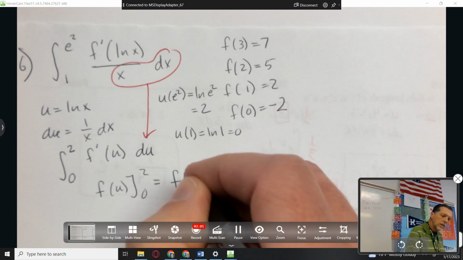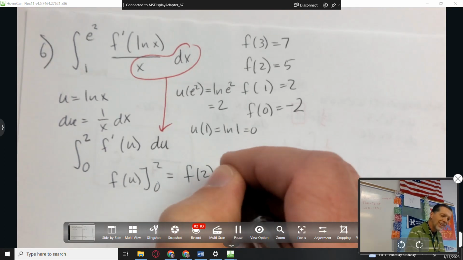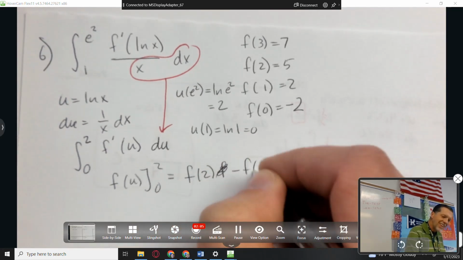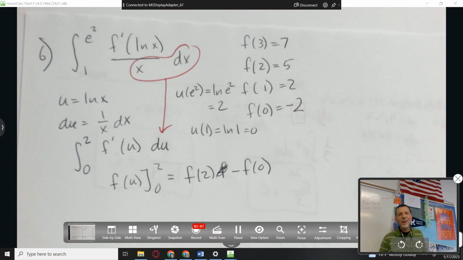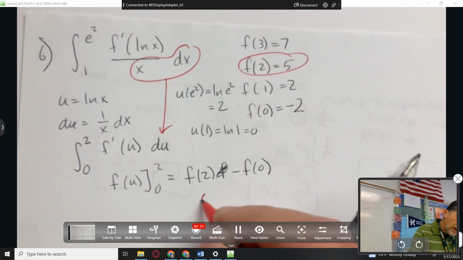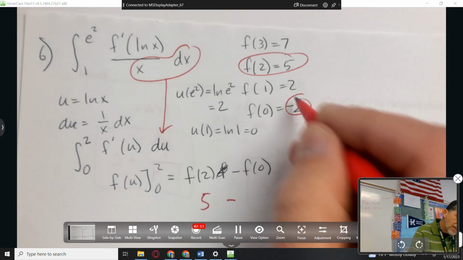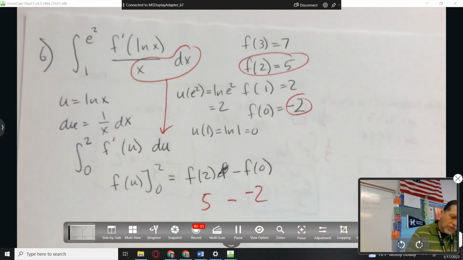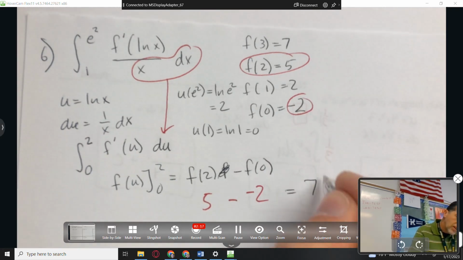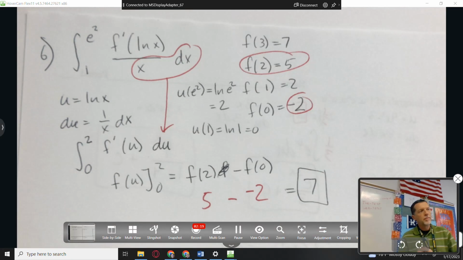Which is why you gave us all that stuff. Which is why I gave you all that stuff, some of it extra information. F of 2 is 5. F of 0 is negative 2. So my answer is 7.